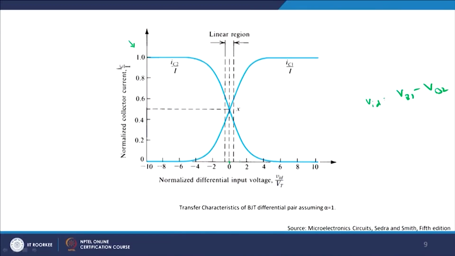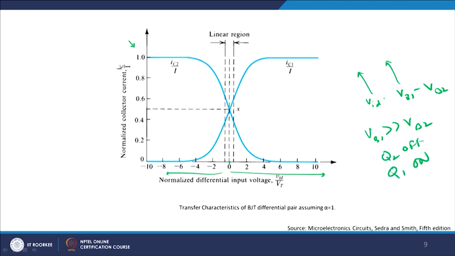Let us suppose we are moving to the right, that is easier to understand. Moving to the right primarily means VID is becoming more and more positive, which means that VB1 is getting higher and higher as compared to VB2, which therefore means that Q2 is in the off state and Q1 is in the on state. When Q1 is in the on state, I will get on current available here at this particular point, right.